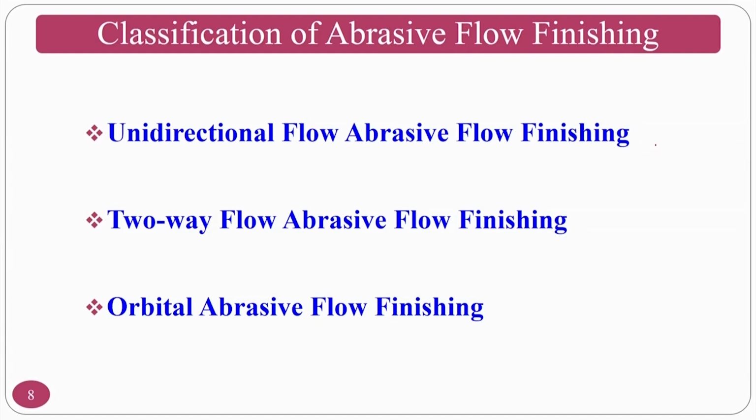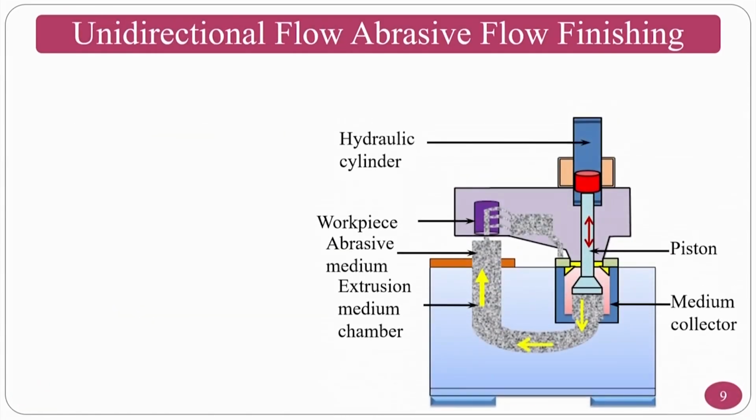One is the unidirectional flow abrasive flow finishing process, the two-way abrasive flow finishing process, and the orbital abrasive flow finishing process. The unidirectional abrasive flow finishing process is also called the one-way abrasive flow finishing process. First, we will see the unidirectional process, where the medium is located in a medium collector.